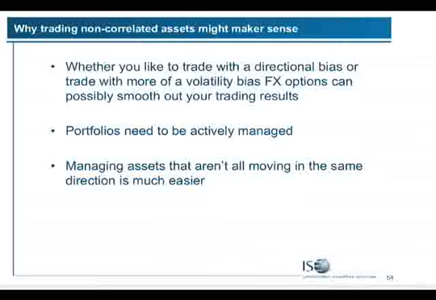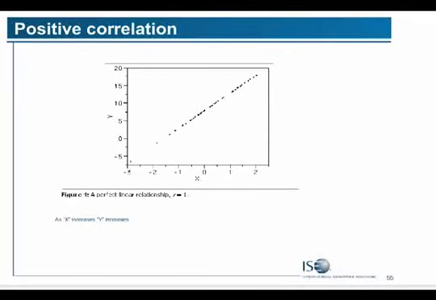Just remember, though, managing assets that aren't all moving in the same direction is much easier than, let me use an equity metaphor, if you were long all airline stocks or all oil stocks. That would be great if you were right, oil or airline, but terrible when you're wrong. So your portfolio could be down a tremendous amount if you're just long all oil or all airline, so you're probably going to want to balance the two.